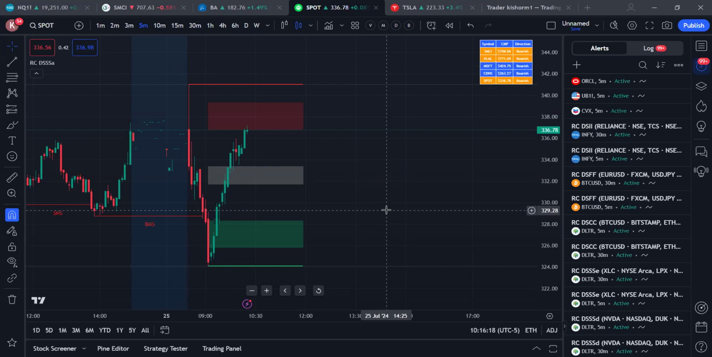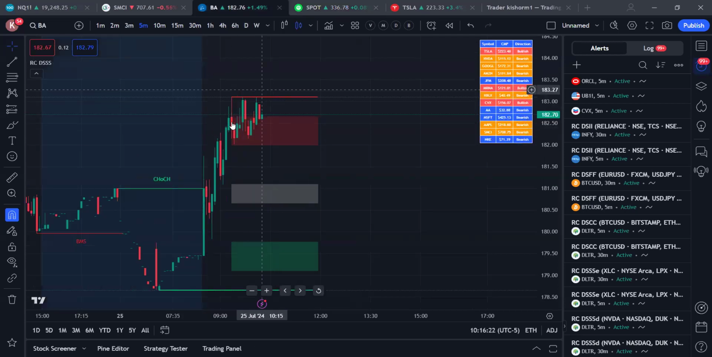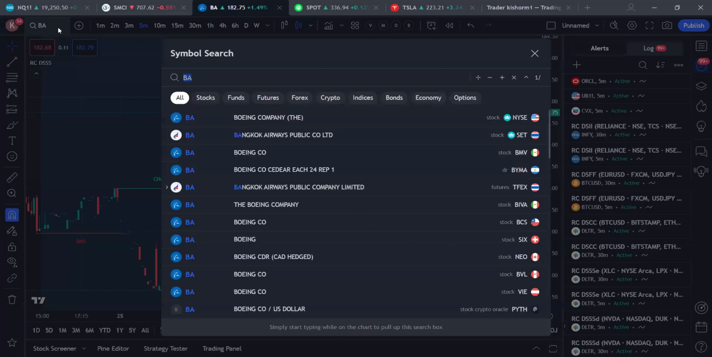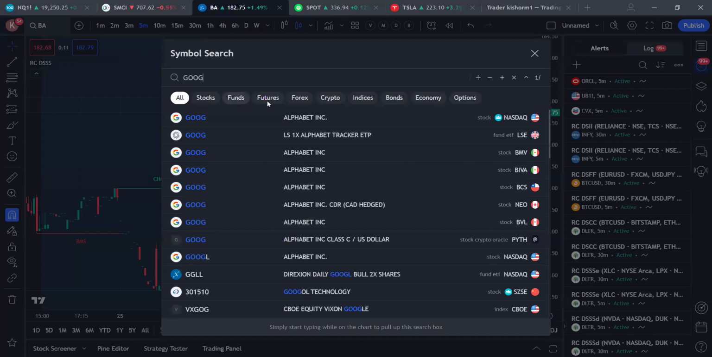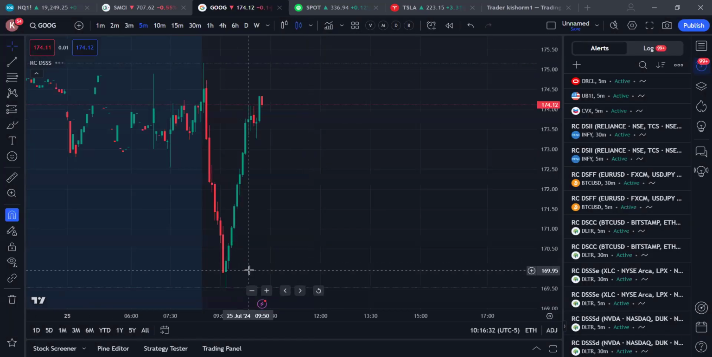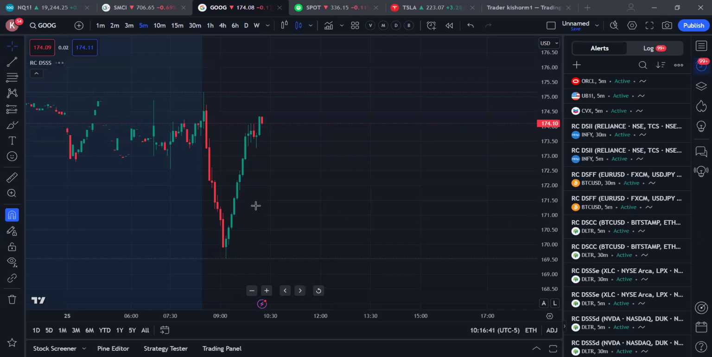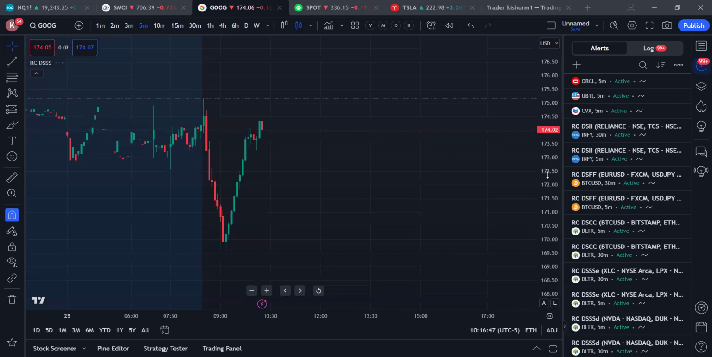So our next best opportunities, one is BA. If BA goes a little bit up, and if we get a sell signal, the next best one is Google. Right from 172 this morning, it went to 174. If it goes to this area around 175, that is the best time to buy the puts or sell the calls.